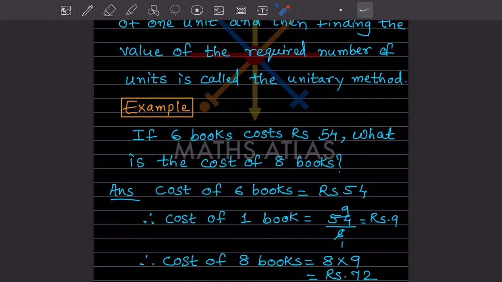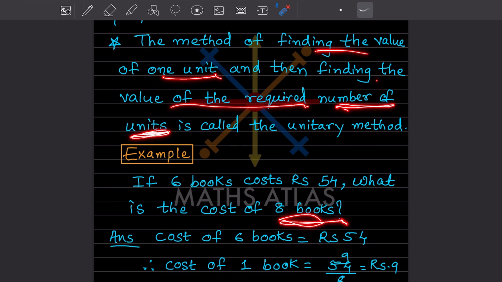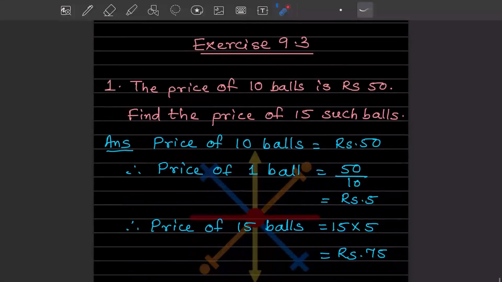So now we are going to see what is the cost of 8 books. Now 1 is 9, so what you get, that is very simple. 8 into 9, that is going to be 72. Hope you got it. So they said, finding the value of 1 unit and then finding the value of the required number of units. What was required here? The 8 books. Now hope it is clear to you. So we'll see with the exercise here.